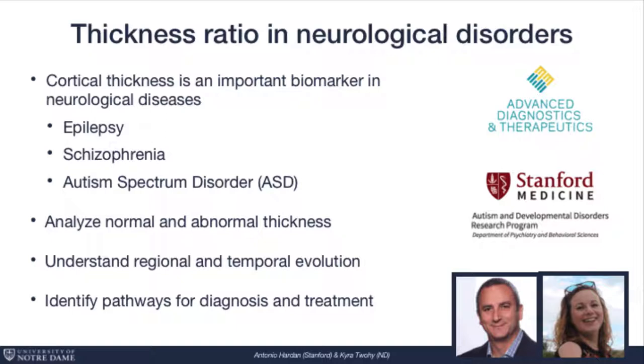So I was recently awarded a pilot grant by Notre Dame's Advanced Diagnostics and Therapeutics Group to look at cortical thickness ratios as a potential diagnosis tool for ASD. So we're analyzing normal and abnormal thicknesses and trying to understand the evolution of them over time and the variations in different regions. And the idea, the hope is that we could identify pathways for potential diagnosis and treatment.